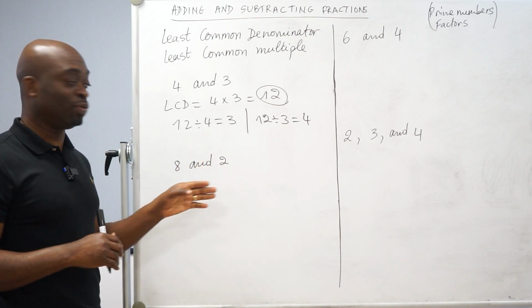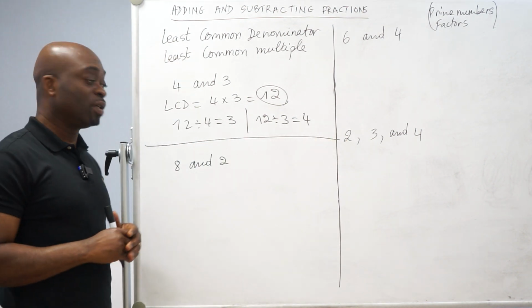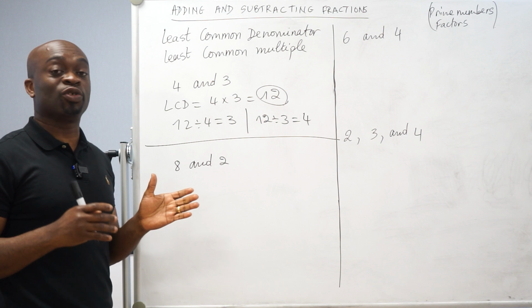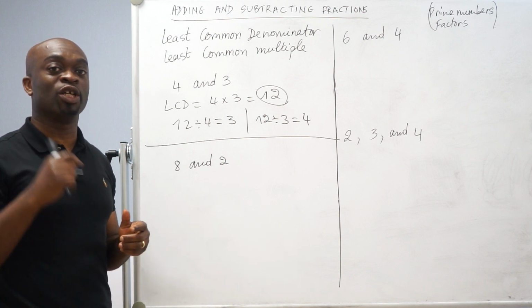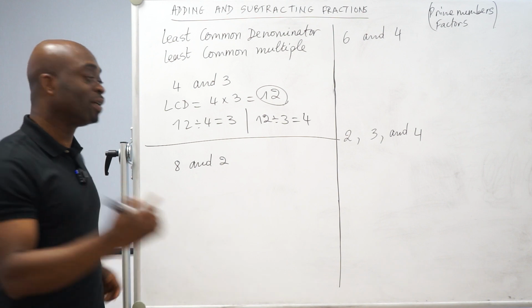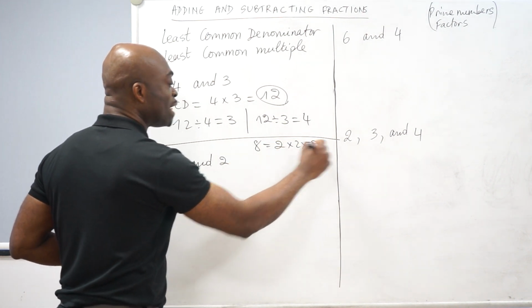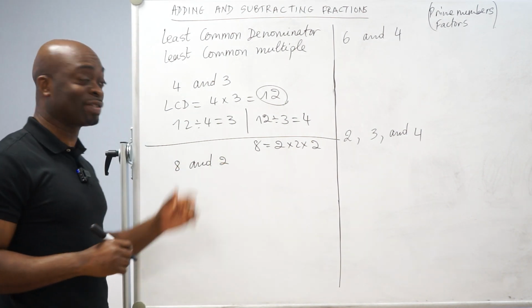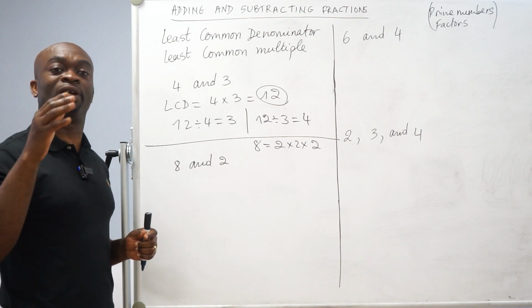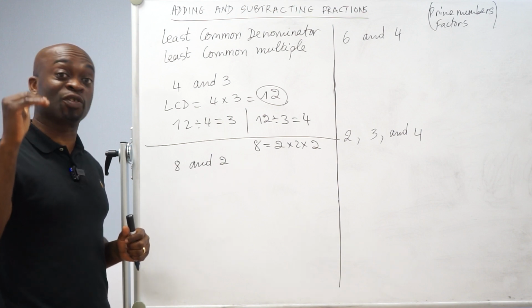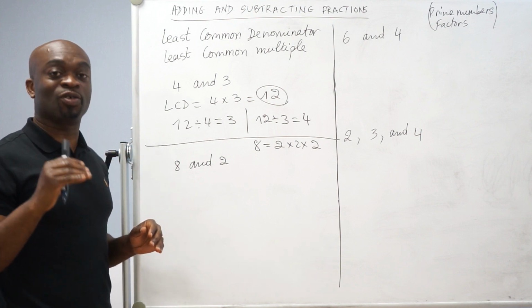Now let's take the second question here. 8 and 2. Do 8 and 2 have something in common? Yes, because 8 can be broken down as 2 times 2 times 2, right? So they have something in common, which is 2. Now, the lowest common denominator or least common denominator is, again, the smallest number such that if you divide it by 8, it's going to come out evenly.